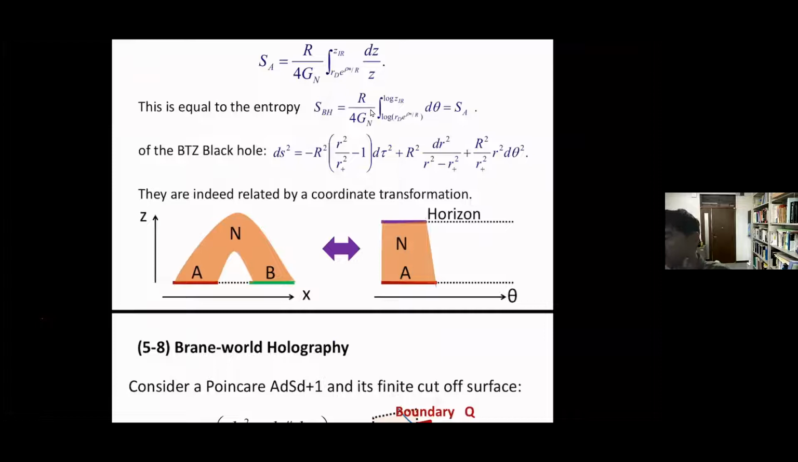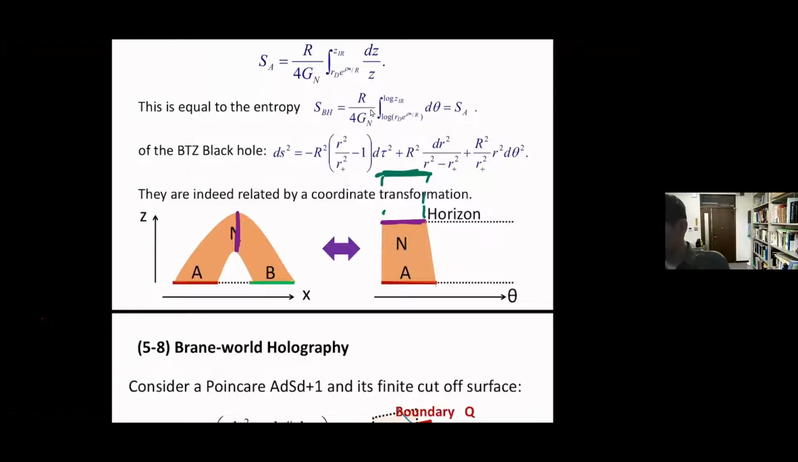But you can do a coordinate transformation. This is a familiar coordinate transformation from Poincare AdS to the BTZ black hole. This is a BTZ black hole. Then this red guy goes to here, and the green guy is across the horizon, and this is a cross-section. So I should write it as this purple line. This is precisely mapped to the horizon, and this green guy is outside. This is just a simple coordinate transformation.